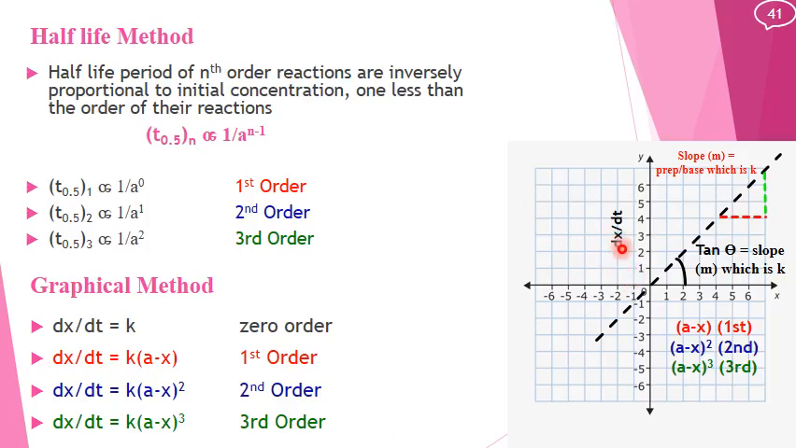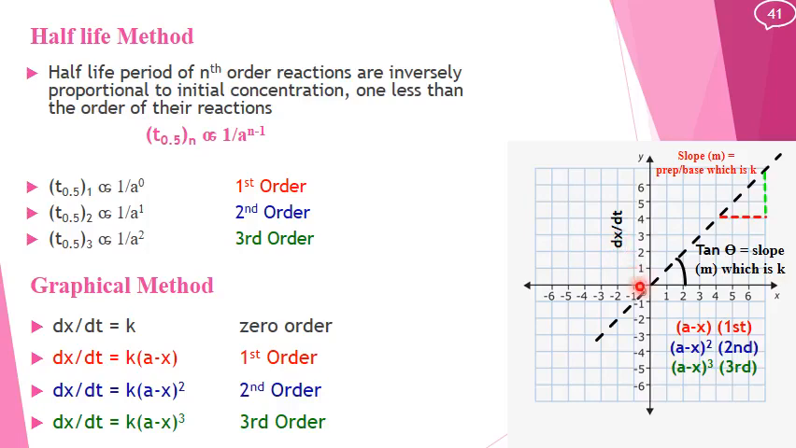We have to take dx over dt as the y coordinate value, and for first order reaction, (a minus x) will be the x-axis value. If we are getting a straight line passing through the origin, then we can confirm that this reaction is first order reaction. If we are not getting this straight line with zero intercept, then we can say the reaction is not following first order kinetics.